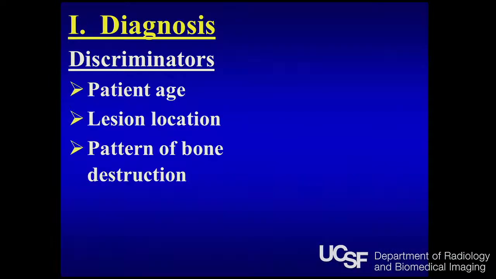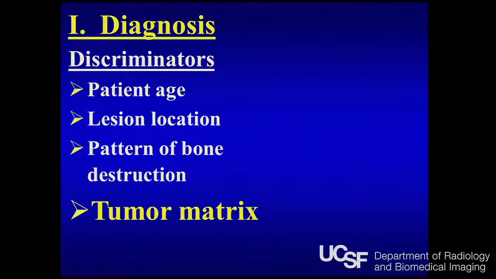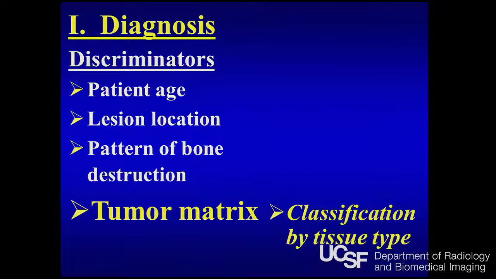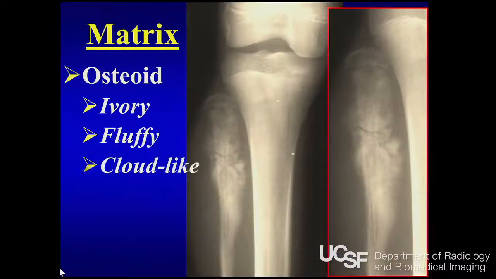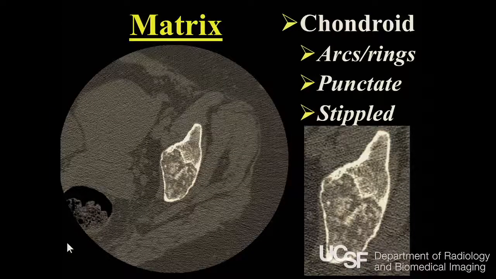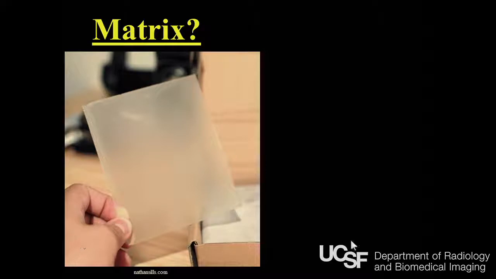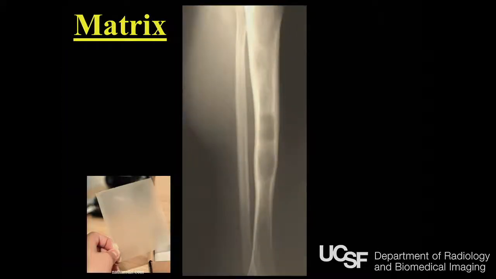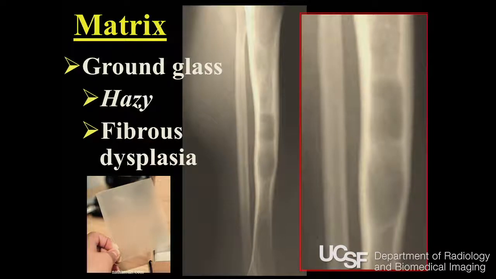So we've talked about patient age, lesion location, the pattern of bone destruction, and then of course we look for a tumor matrix because this helps us classify the tumor by tissue type. The classic types of matrix, of course, include osteoid matrix, described as ivory, fluffy, or cloud-like matrix, like in this osteosarcoma, or chondroid matrix, such as these calcified arcs, rings, punctate, or stippled calcification that we can see in a chondroid lesion. And then this matrix, what's this one? Well, this, of course, is that ground glass matrix, that hazy opacification in a lytic lesion characteristic of fibrous dysplasia.